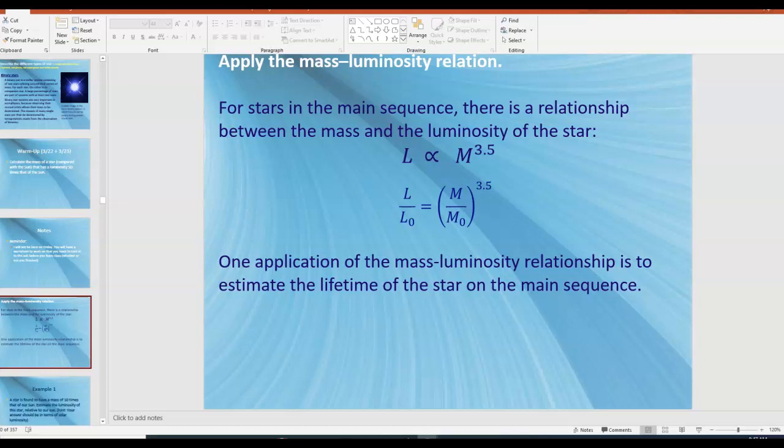Okay, so in the last video we talked about the HR diagram and the different parts of the HR diagram. In this video we're going to start off by talking about what's called the mass-luminosity relation. Now this is not an equation per se, it's just a relationship.